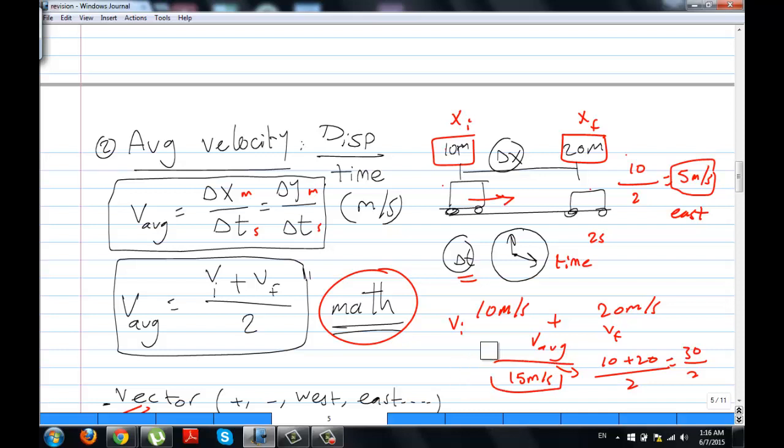So there are two ways that can help you to find the V average. You can use the displacement over time, or you can use the VI plus VF over 2, which is the mathematical average. And this depends on the givens in the problem. So if you have two positions and time, you have to use this. If you have two velocities, you need to use the average, VI plus VF.